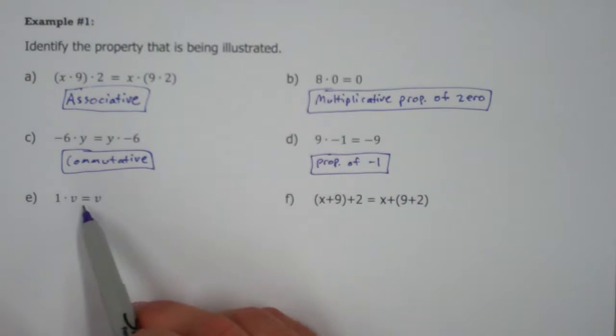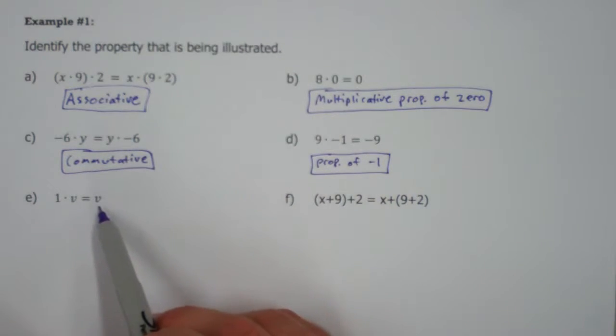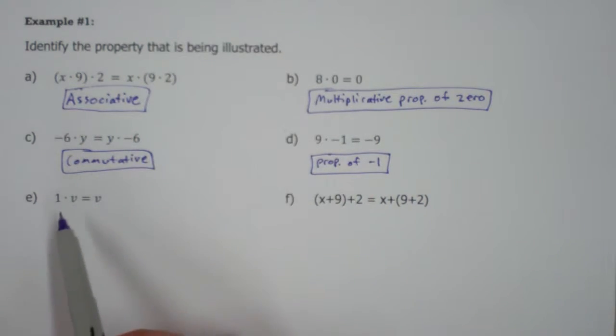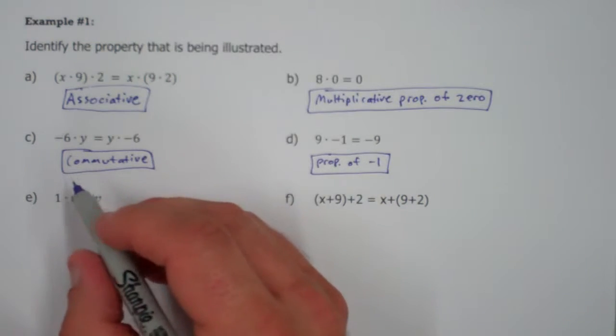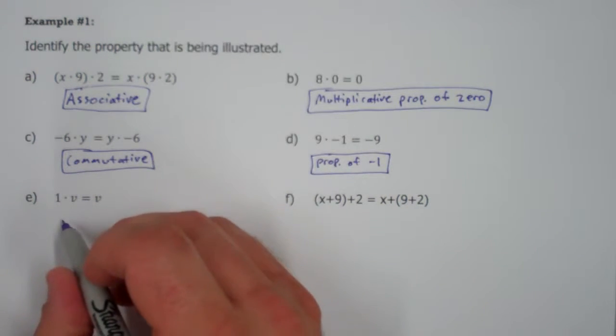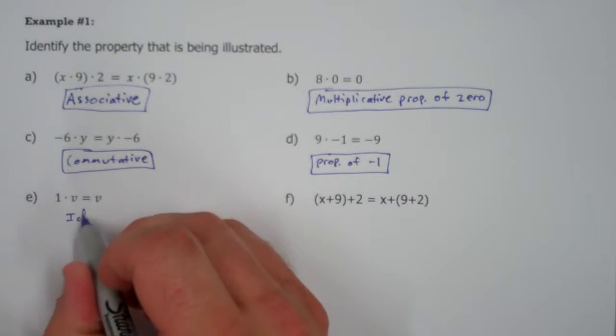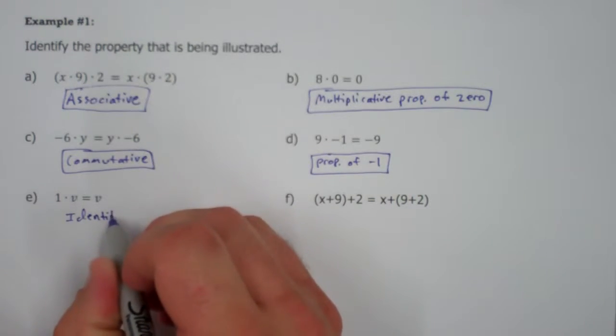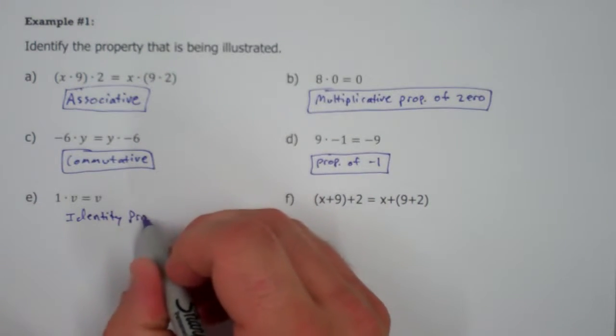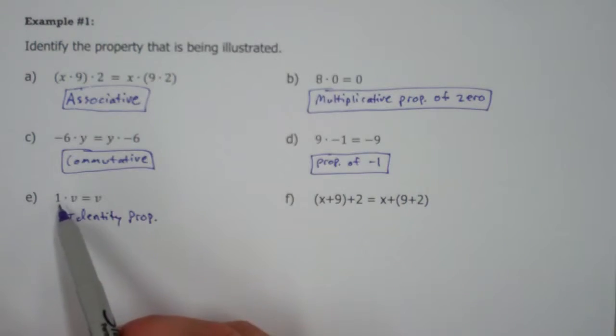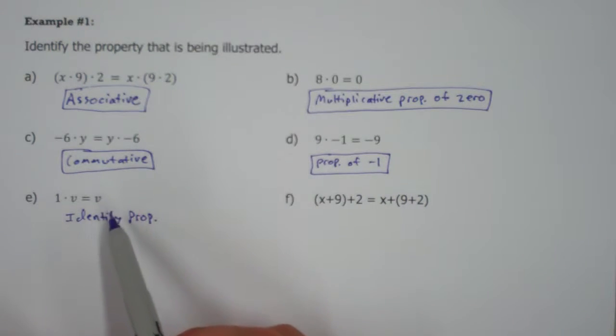1 times v is equal to v. 1 times anything is equal to that same thing. And so this one, even though you might think it's the property of 1 or multiplicative property of 1, this is a special identity and a special property. And this is the identity property. So where you multiply something by 1, you get the same thing.